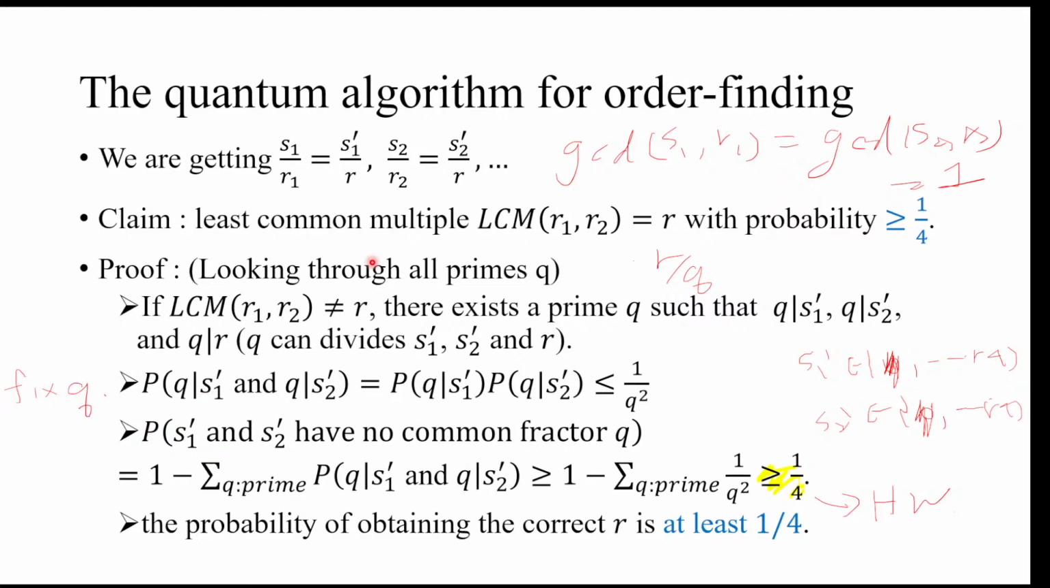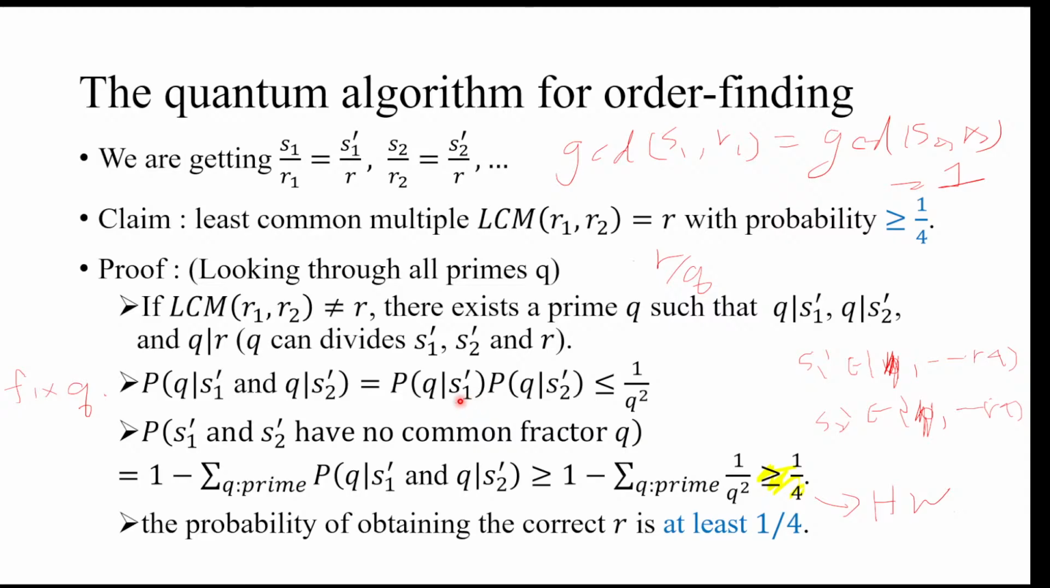Remember, S1 prime and S2 prime are drawn from 0 to R minus 1. So, random over S1 prime and S2 prime, with Q fixed, what's the probability that Q divides S1 prime and Q divides S2 prime? Because S1 prime and S2 prime are independently drawn, the probability is just the product of the probabilities. This is the independence. And then because it's uniform, you think a little bit about the probability.